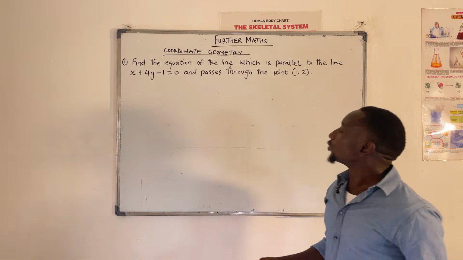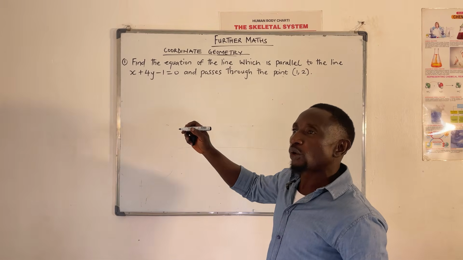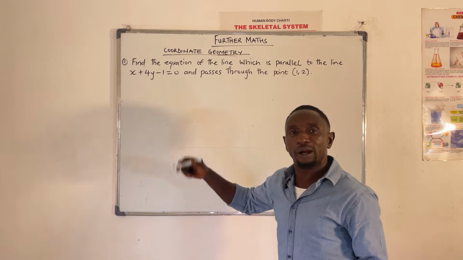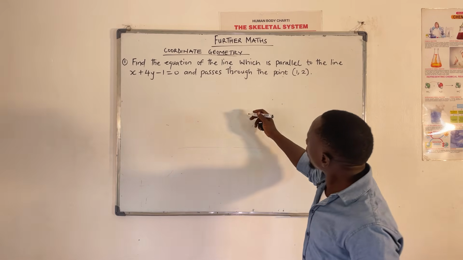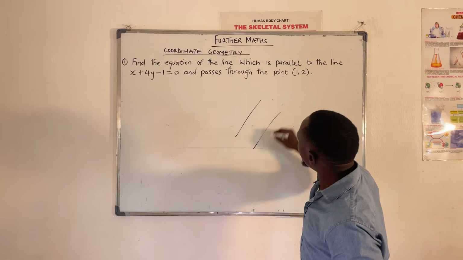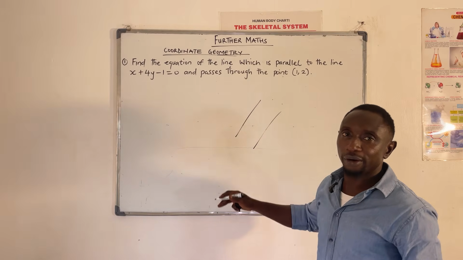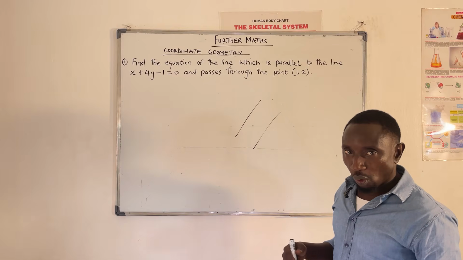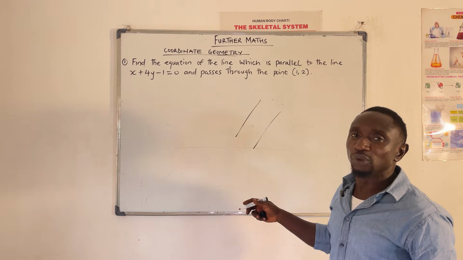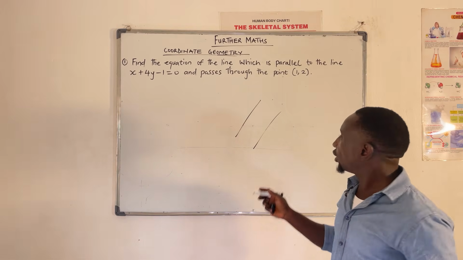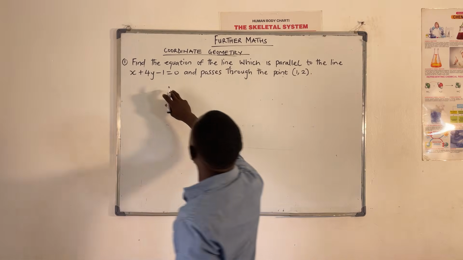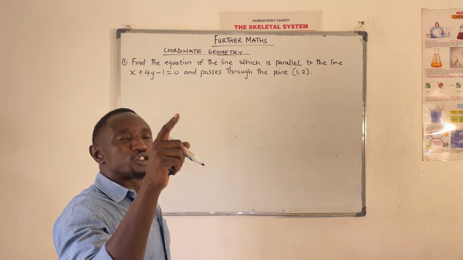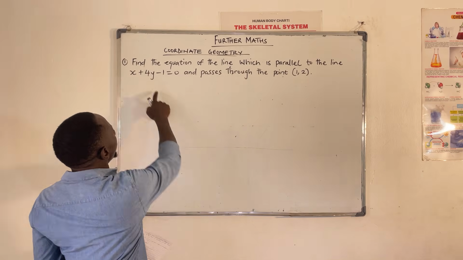Now, we know that when you have two parallel lines in coordinate geometry, two straight lines that are parallel, it also means that their gradients are the same or equal. And the angle between them is 0 degrees. So what it means is I am looking for a straight line that is parallel to this very line.